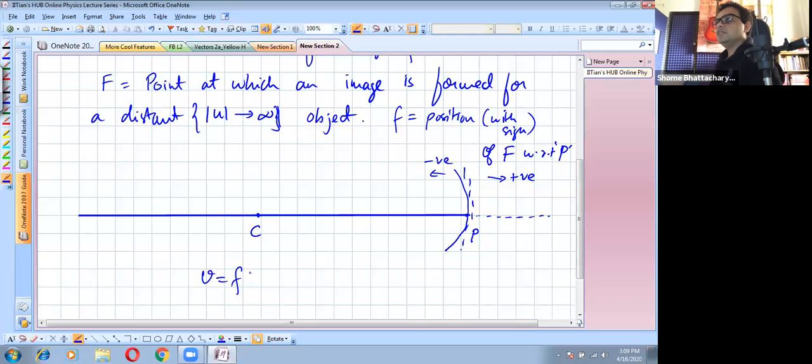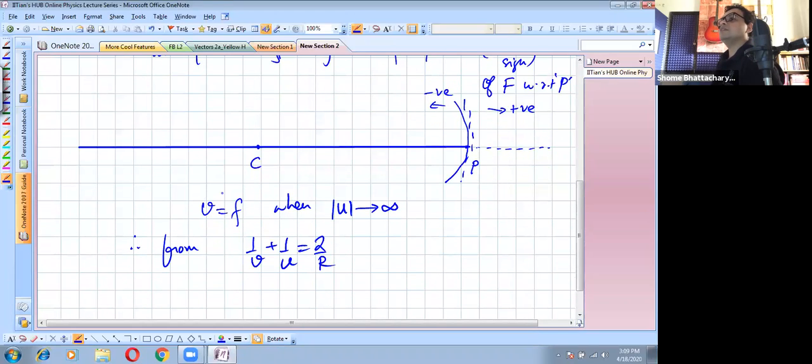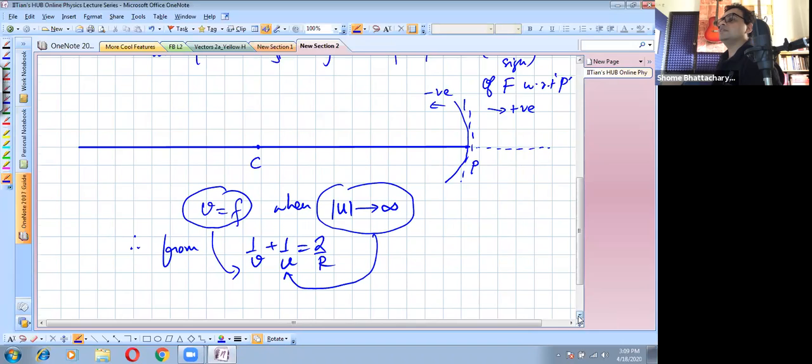So v is equal to f when the magnitude of u is tending to infinity. This becomes the concept. Applying in that formula, 1 by v plus 1 by u is equal to 2 by R, we can replace the value of v as f when we replace the magnitude of u as tending to infinity, or in this case with sign, u is tending to minus infinity.